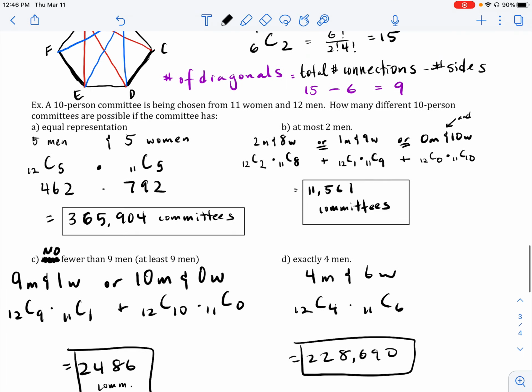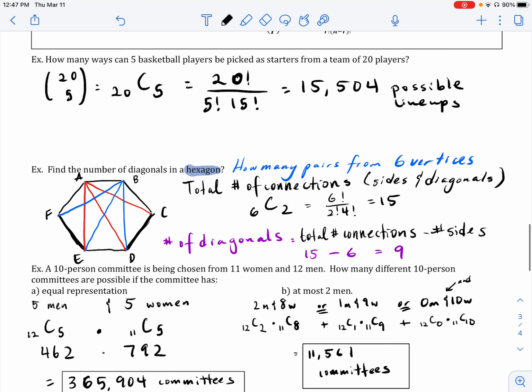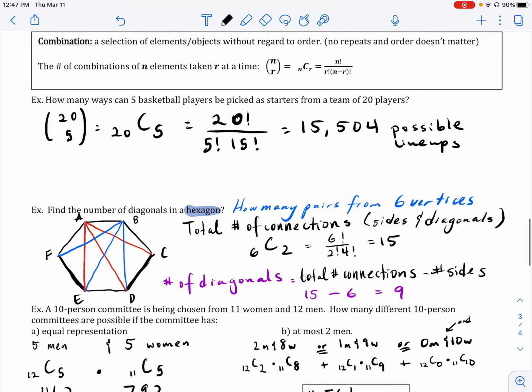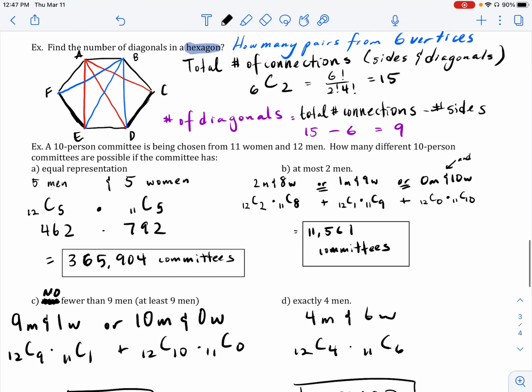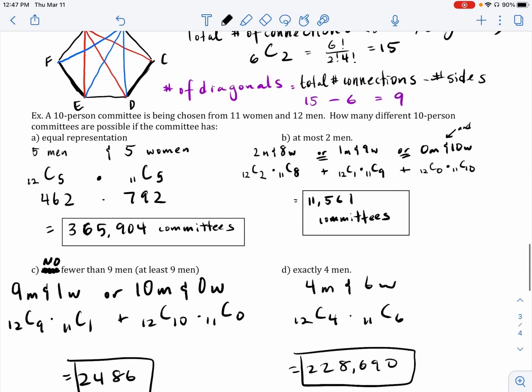Well, hopefully by the end of this, you stuck around and you have a pretty good understanding of how combinations work, how they're different from permutations, and how to set up scenarios when we have phrases like at most or no fewer than, and compare that to situations where we have exactly a certain number of outcomes we're looking for.